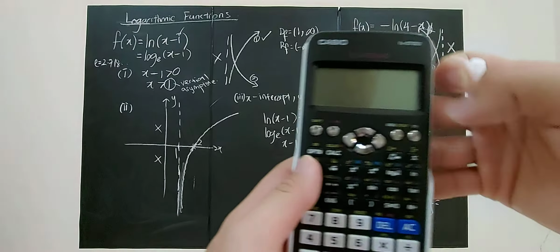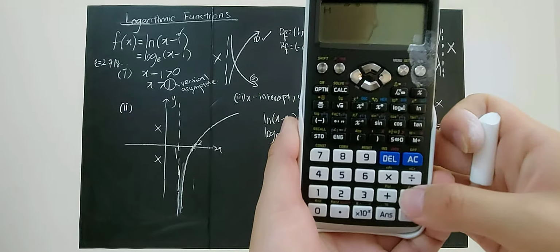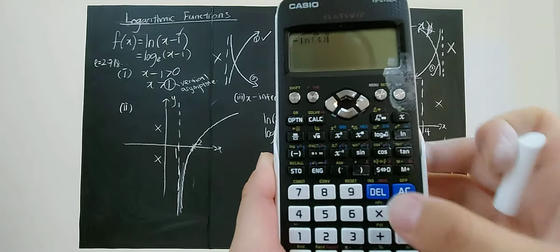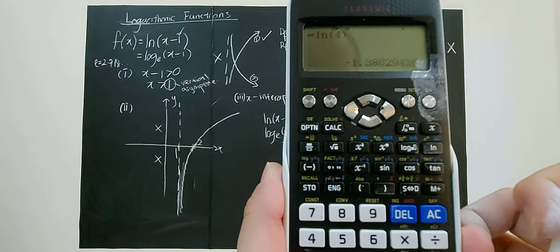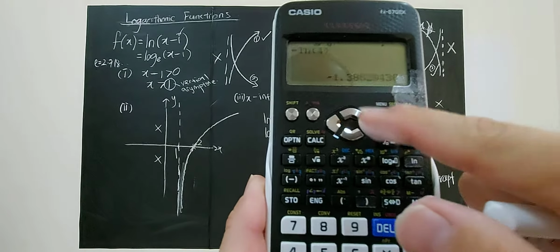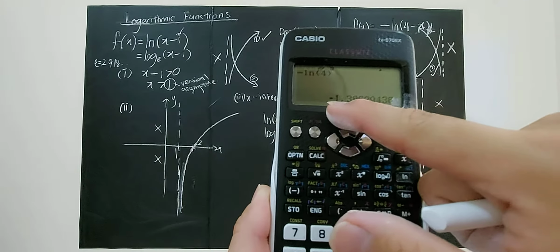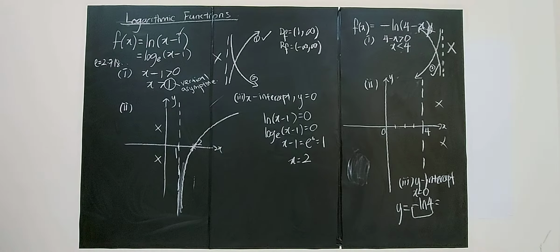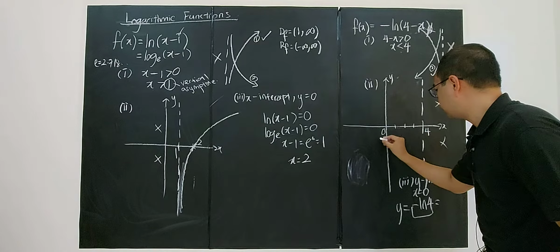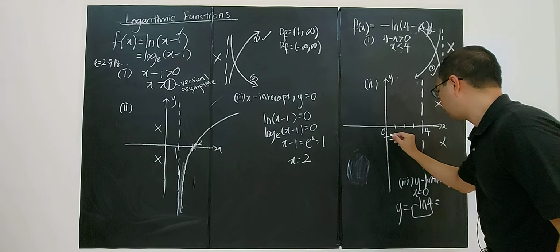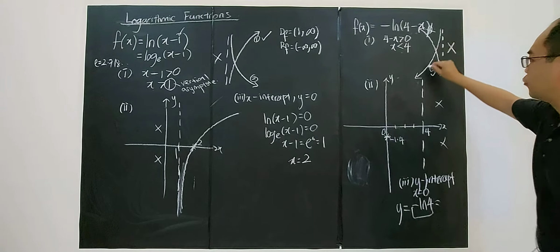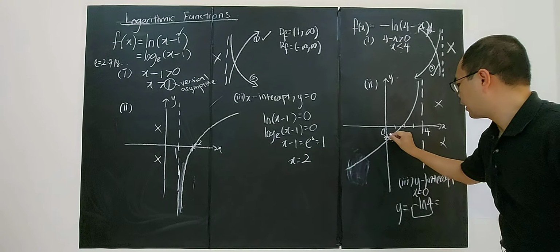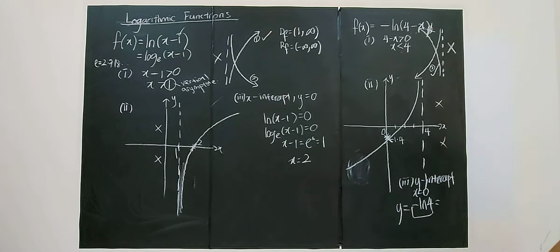So you key in negative ln 4, and you press equal, you have negative 1.386. So you just round off, it becomes negative 1.4, right? Negative 1.4. So it means they will intercept at negative 1.4, right? So now you know the graph will be moving this way, intercepting the y-axis at negative 1.4.